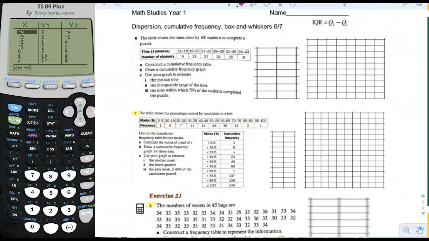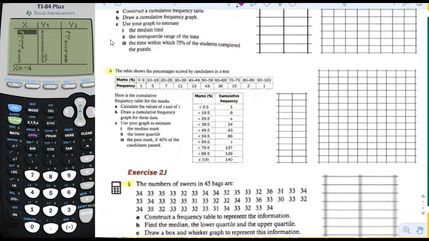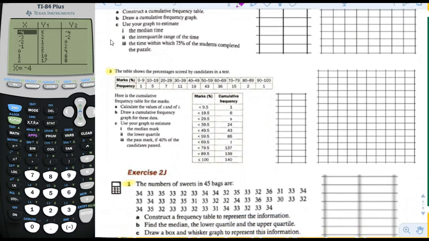Here we are on page 6 of dispersion, and I'm just going to do the middle two problems because number 6 is a continuation of what we did on the previous page. So we'll start with number 2 here, and we are going to make a cumulative frequency graph, and then we're going to answer some questions based on the cumulative frequency graph.